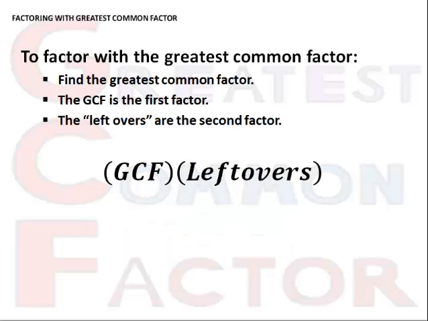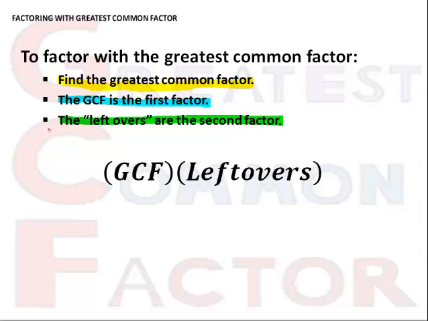The procedure for doing this to factor with the greatest common factor is there's three steps. The first thing you're going to do is find the GCF, or the greatest common factor, for each term that's in your polynomial. After you do that, that GCF that you pull out will be the first factor, and the leftovers are going to be the second factor.